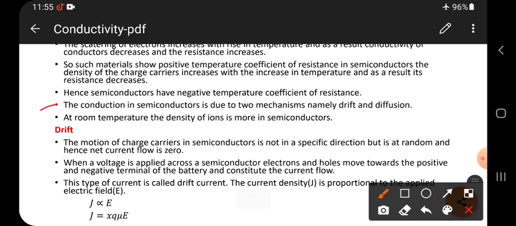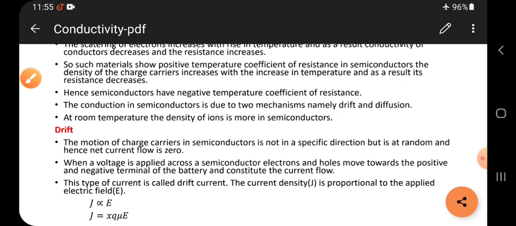The conduction in a semiconductor is due to two mechanisms. The conductivity, or motion of electrons, in a semiconductor is because of two things. One is drift, the other is diffusion. What are drift and diffusion? First, drift.